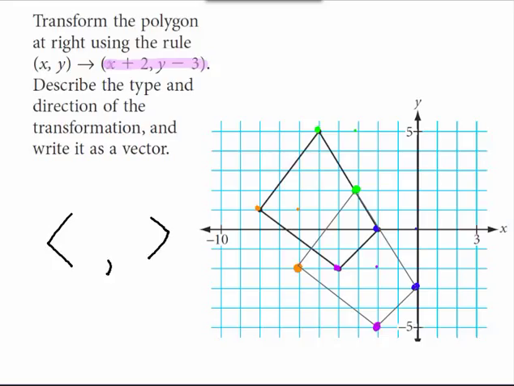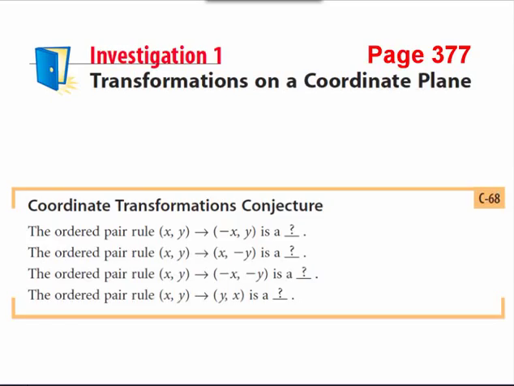The first term, can somebody guess what the first term will be? 2. Good. What's the second term going to be? Negative 3. There you go. That's what the translation vector is: 2, negative 3. It's whatever you moved your x and then whatever you moved your y. So you think you can handle that? That's the first part of your homework. Fairly straightforward.